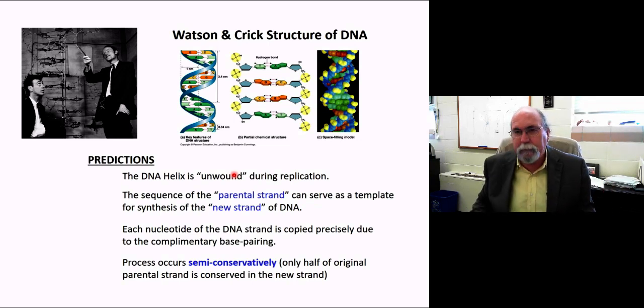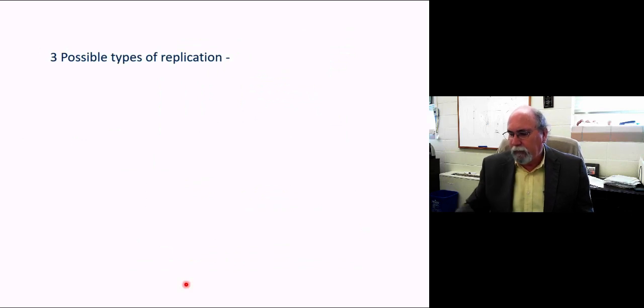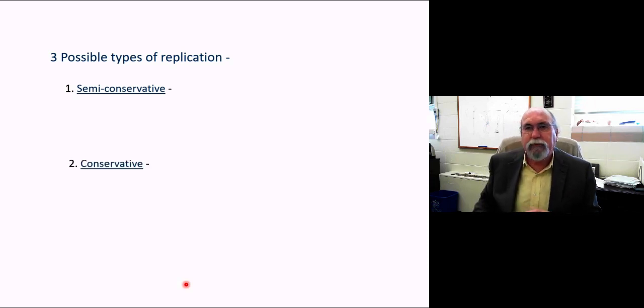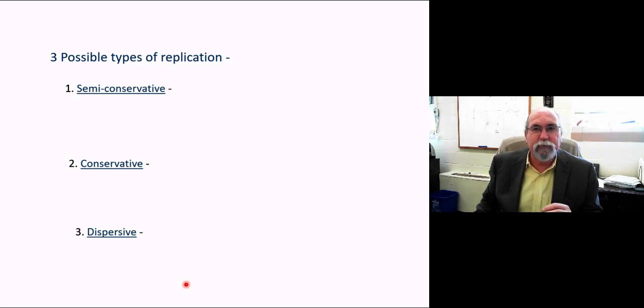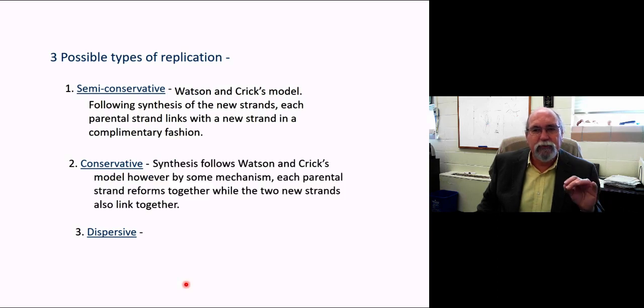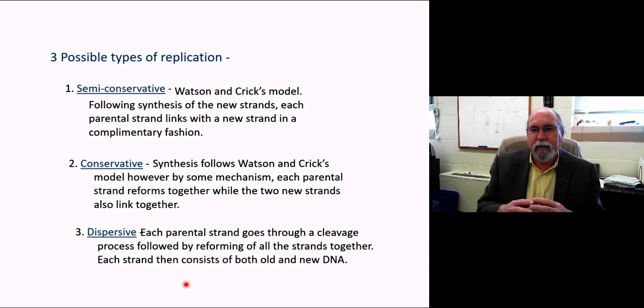Now, why would we worry about that? Well, for several reasons. One, there were multiple models at the time about how replication might occur. Watson and Crick proposed what was known as semiconservative. At the same time, there was one called conservative, and there was another model known as dispersive. Now, dispersive is a little odd, okay? It basically says that we're going to cleave everything up. I'll explain why we thought that was a possibility in a moment.